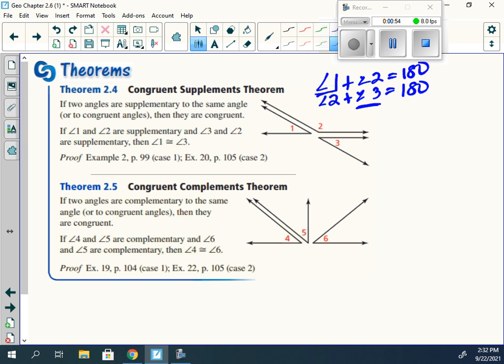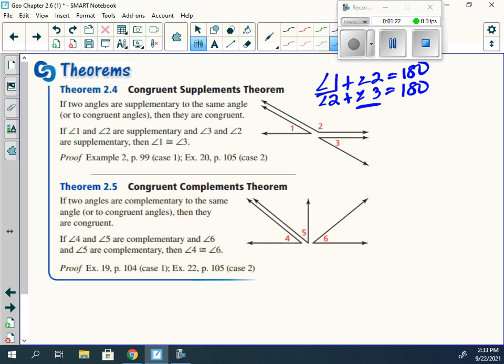Well, we're saying that angle 1 and angle 3 have to be the same, because there's only one way that we can add two numbers together and equal 180. Now, the congruent complements theorem is the same thing. If two angles are complementary to the same angle, that means that the others have to be the same.